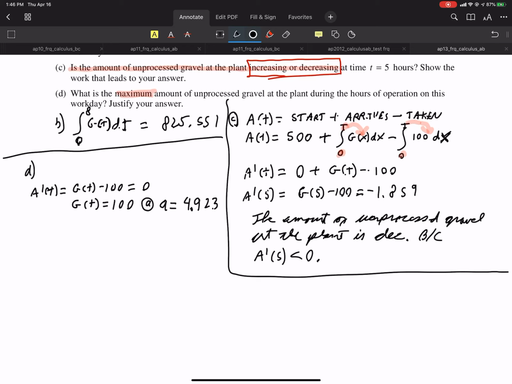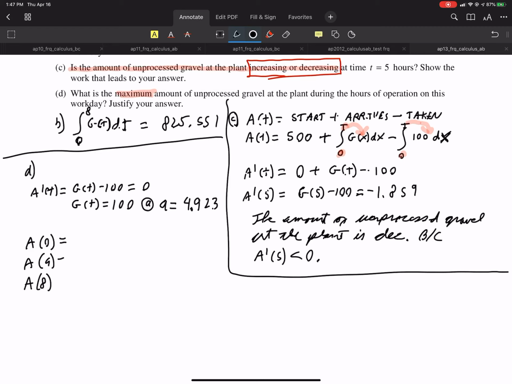I'm going to store that number because I need to use that in a second. So I go to home screen, second quit, and I hit the store button, alpha A. Now that number is stored for me in A. So now I have the critical point. So the maximum can only occur at 0, or the critical point we just found, or 8. How do we know which one's the biggest? Well, the most obvious way is to find the amount of gravel at all 3 of those times. So we're going to do that next.